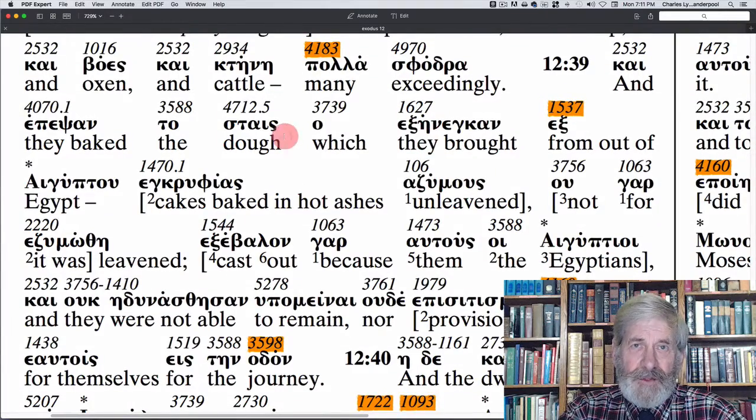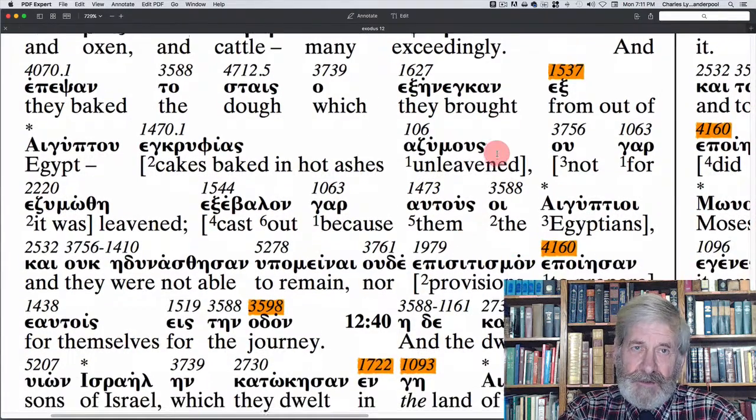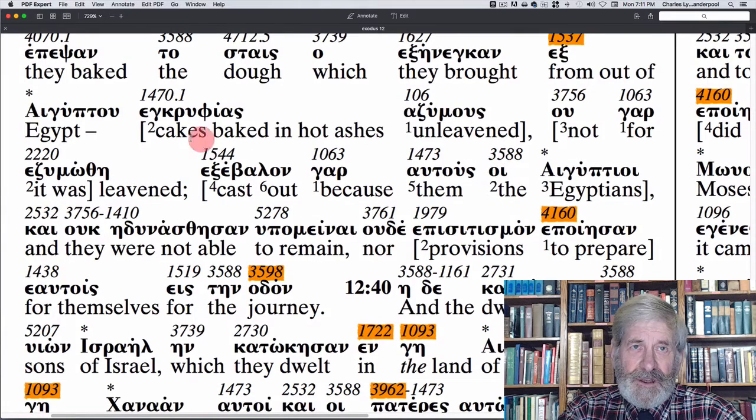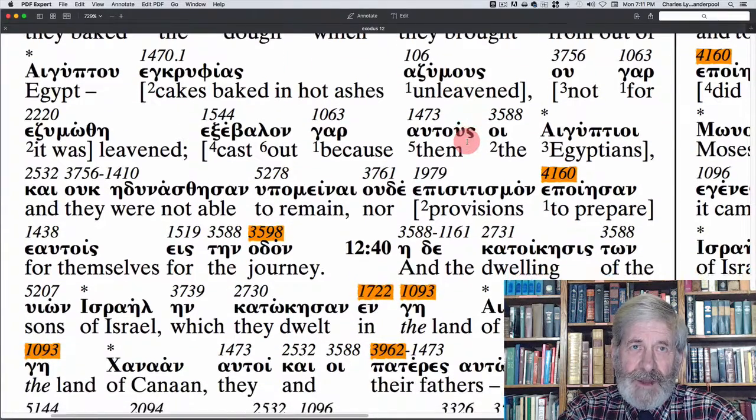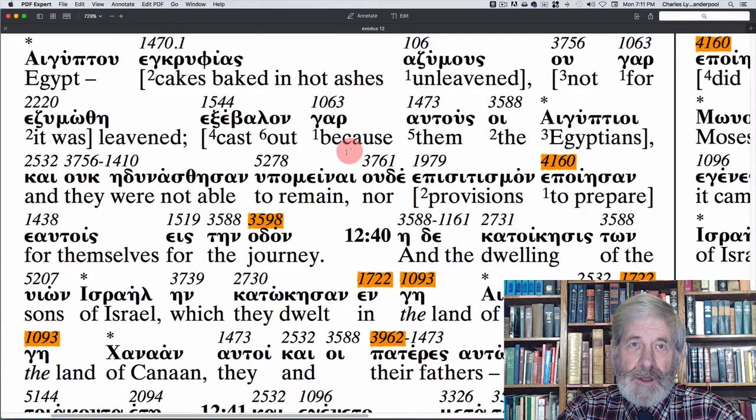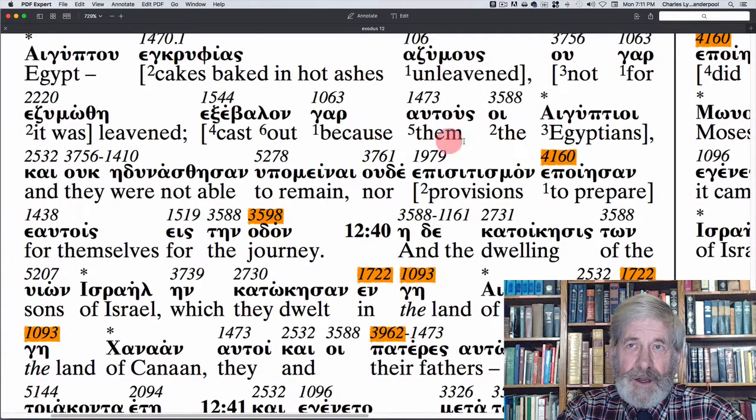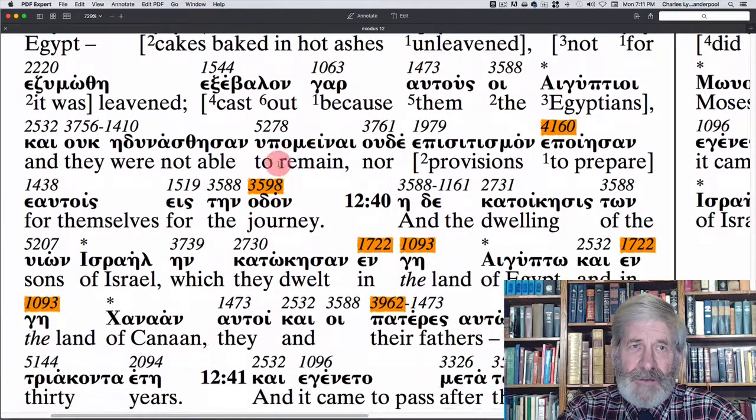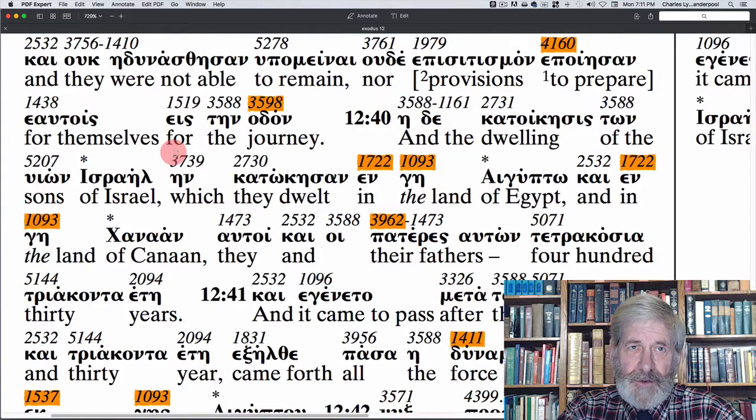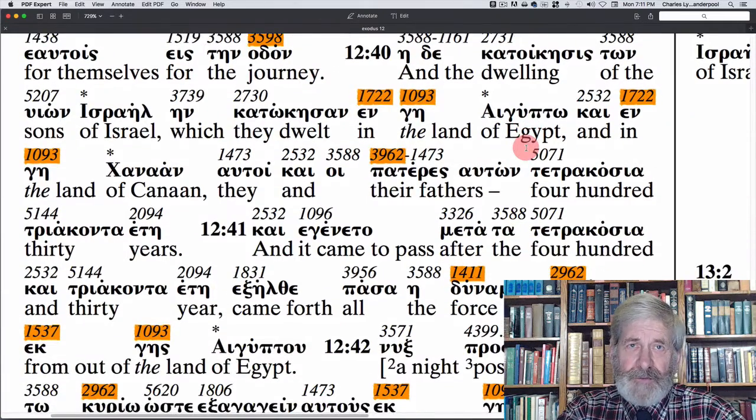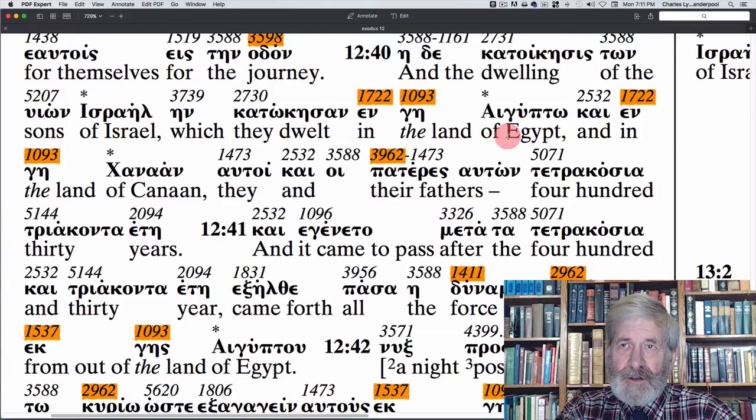And they baked the dough which they brought from out of Egypt, unleavened, cakes baked in hot ashes, for it was not leavened. So on their way out, when they wanted to eat, they made these flatbreads. Because the Egyptians cast them out, and they were not able to remain, nor to prepare for themselves provisions for the journey, the way.